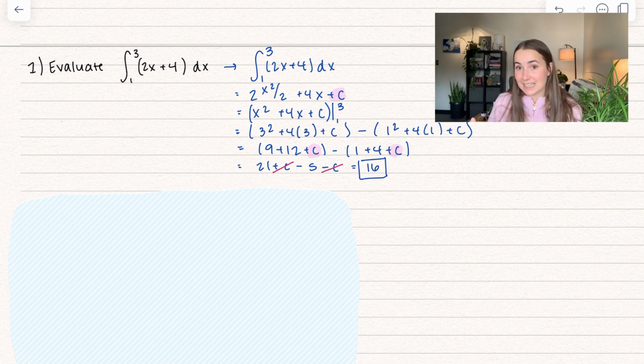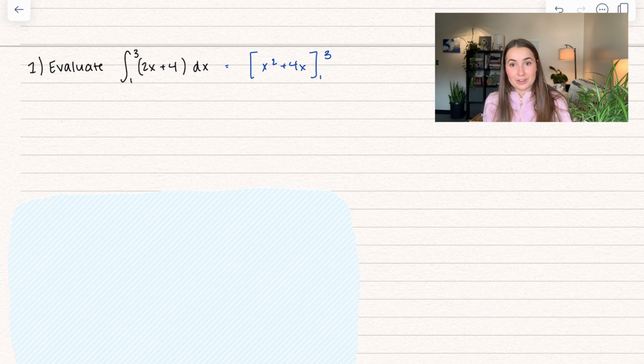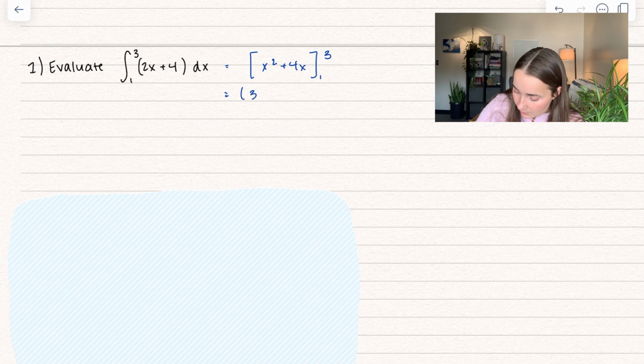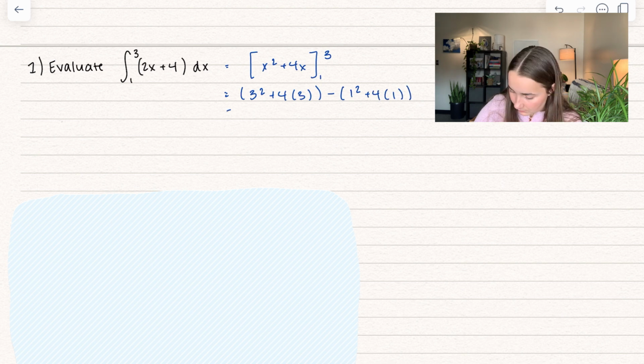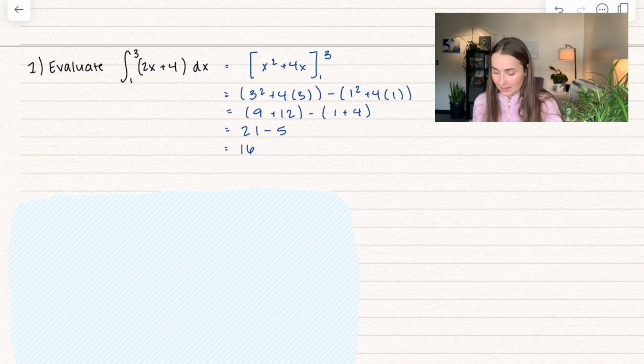So we're a bit lazier with definite integrals. We don't write the plus c. So I'll go ahead and show you what that looks like officially. I took the antiderivative, I get x squared plus 4x, and I'm integrating this between 1 and 3. So here I plug in my upper bound, and I also plug in my lower bound, but I subtract that. So that's a bit cleaner way to do it. We don't need that plus c.